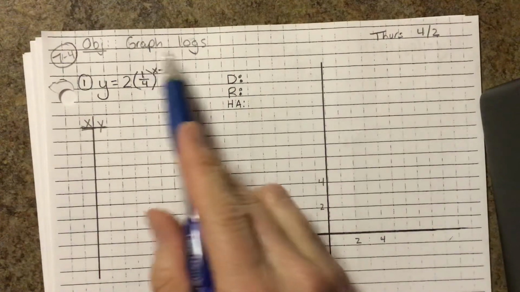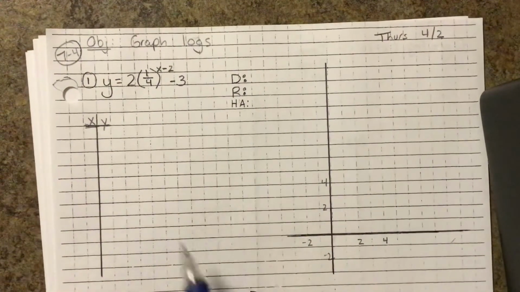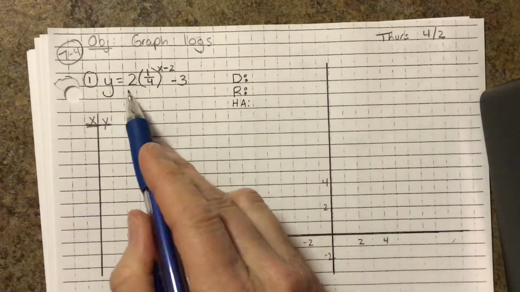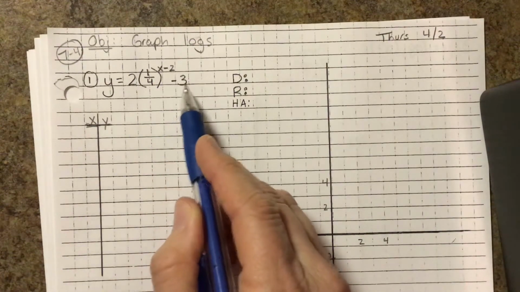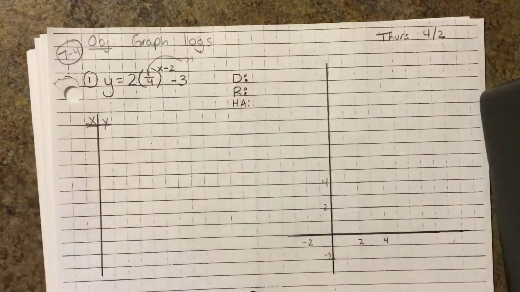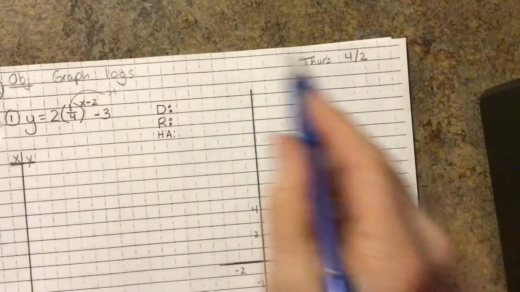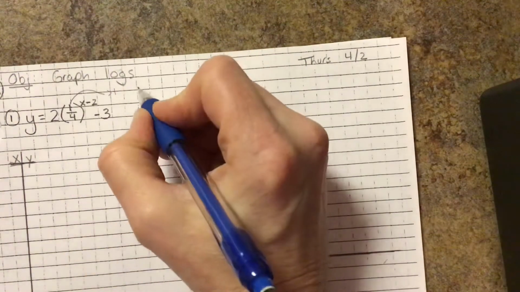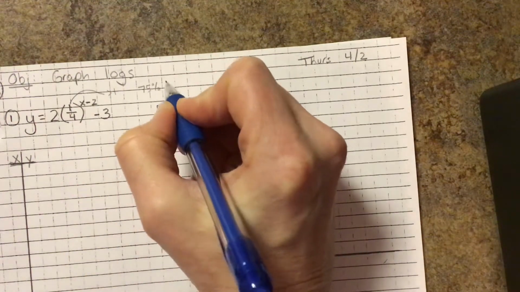All right, but before we go to graph logs, first we're going to go back and review one exponential. All right, a, b to the x minus 2 minus 3. B is less than 1. So is this growth or decay? Will it be going up or down? Well, it is decay. This is a 75% decrease.